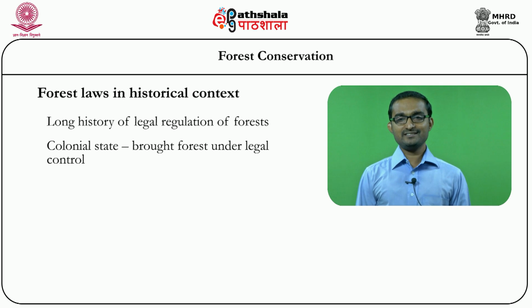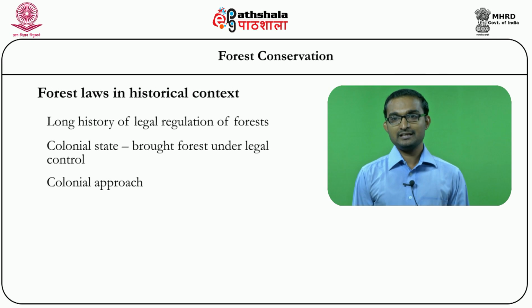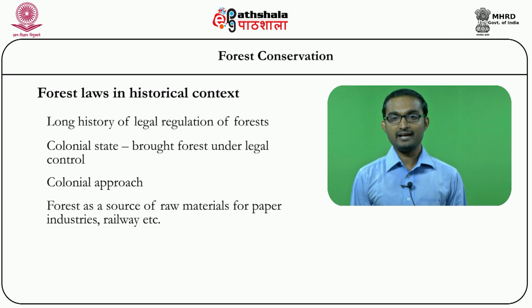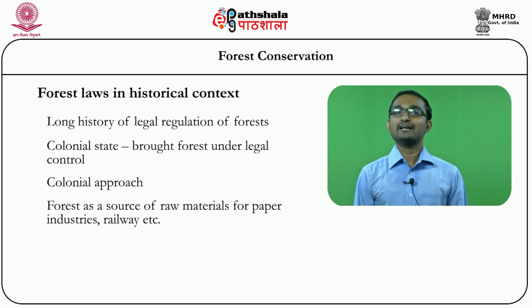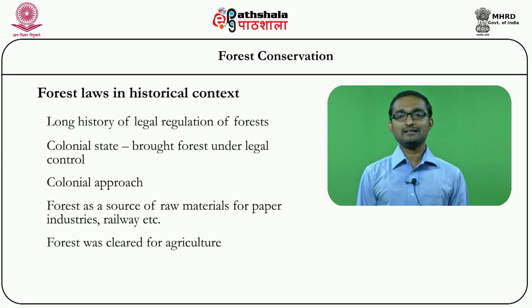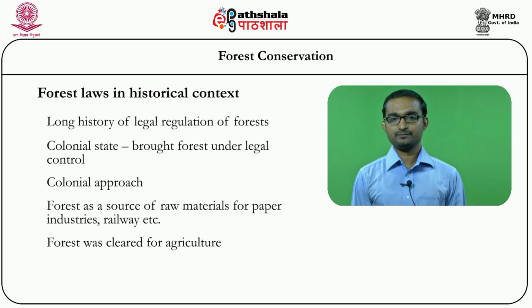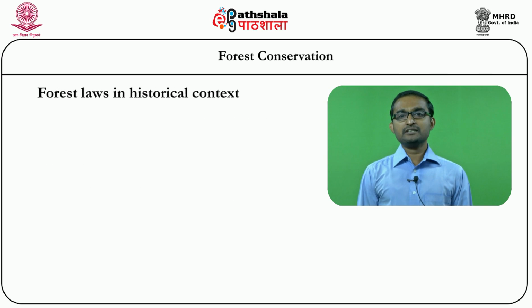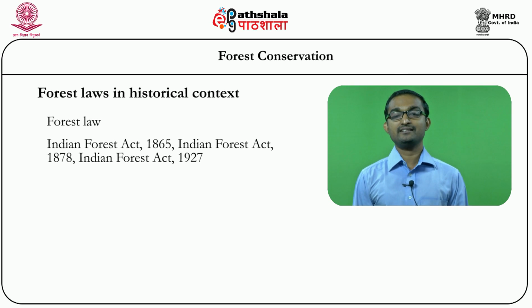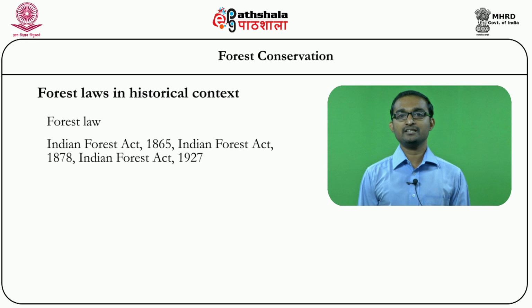Two important points in this regard help us understand the colonial approach towards forest. The colonial government viewed forest as a source of raw material for several industries, mainly paper industries and railways. For example, they needed a lot of timber for construction relating to railways, and forest was also drastically cleared for agriculture purposes. The important forest laws include the Indian Forest Act 1865, the Indian Forest Act 1878, and the Indian Forest Act 1927.